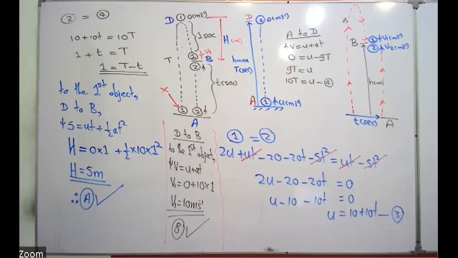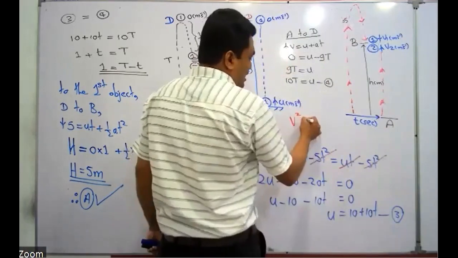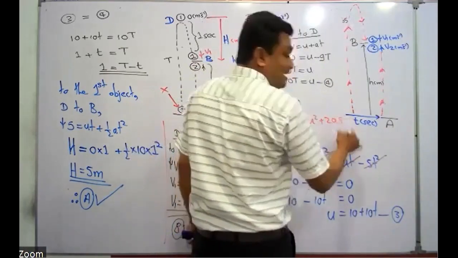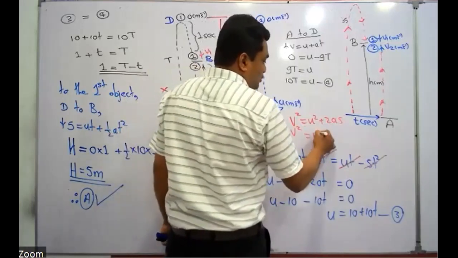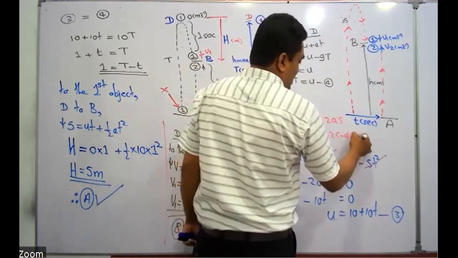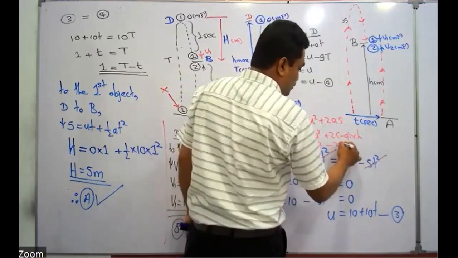Statement C: whatever the time difference between the two ball projections, speeds are equal at the instant when they meet. Velocities are equal at the time when they meet. Correct. According to which equation? v squared equals u squared plus 2as. Final velocity: v squared equals u squared plus 2 times acceleration minus g, height is h. So v squared equals u squared minus 2gh.